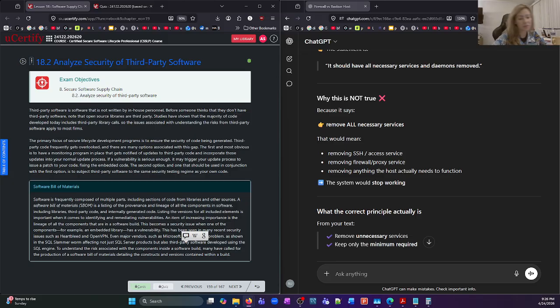Lineage and provenance. Let's see. The easier translation of what they said is, software is built from many pieces: libraries, third-party code, internal code. An SBOM is a list of those pieces and their history. So it helps find vulnerabilities, understand risks, and trace problems back to the source.